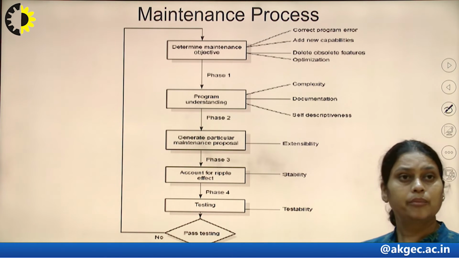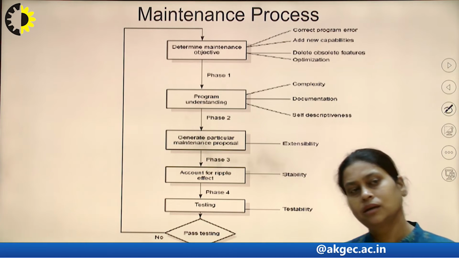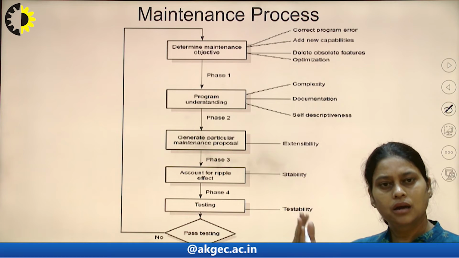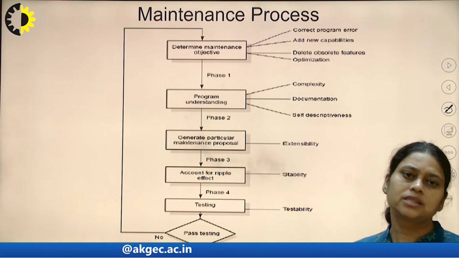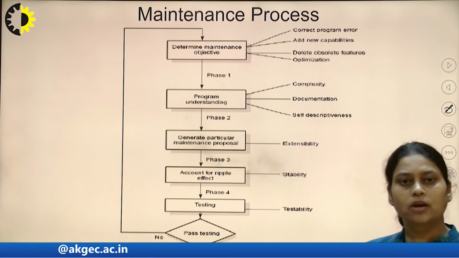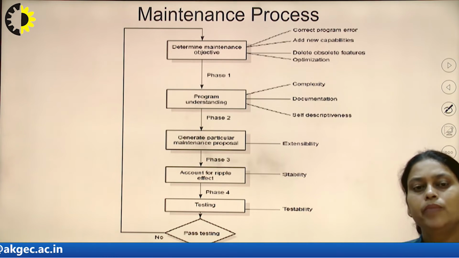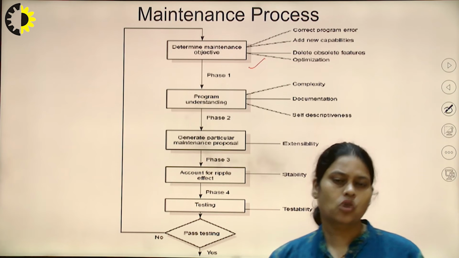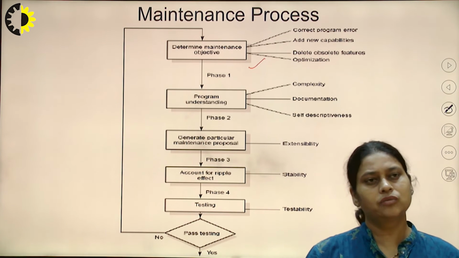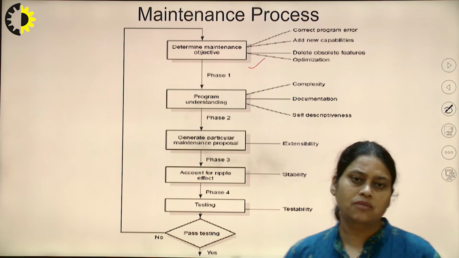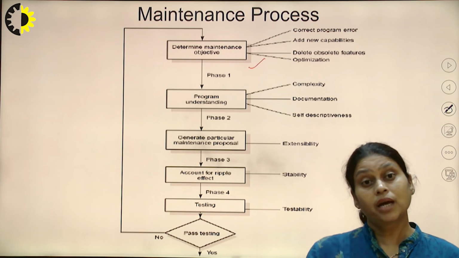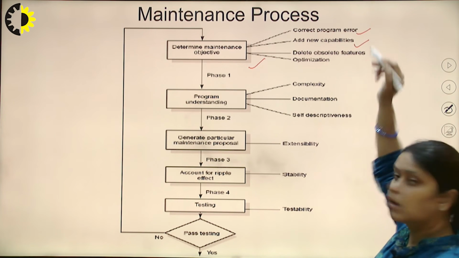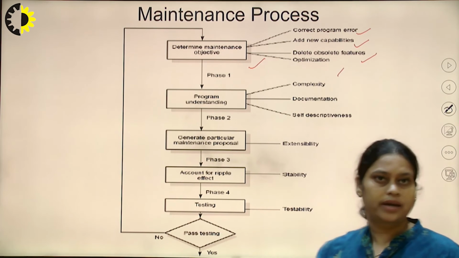This is the whole maintenance process, with which we can analyze how the software is to be changed, how we can port our system, and how we can upgrade new technologies in the existing system. So what is the maintenance process? First, we have to define the maintenance objective. Before starting the maintenance, we define some objectives: what type of maintenance is required for the existing system. It may be corrective, adaptive, preventive, or perfective.